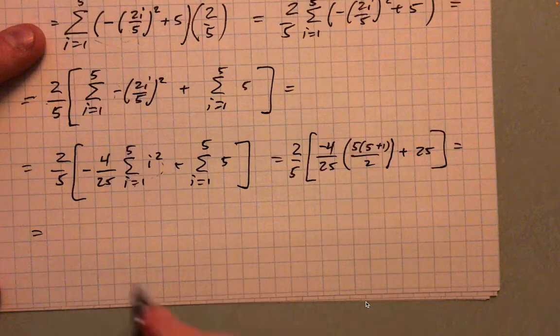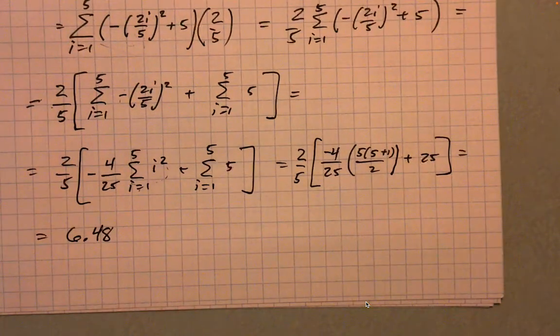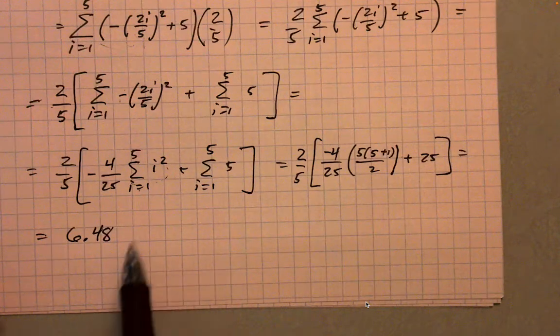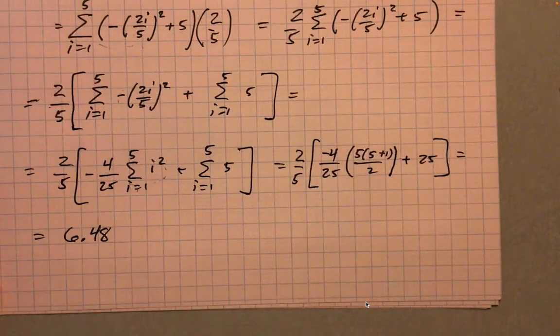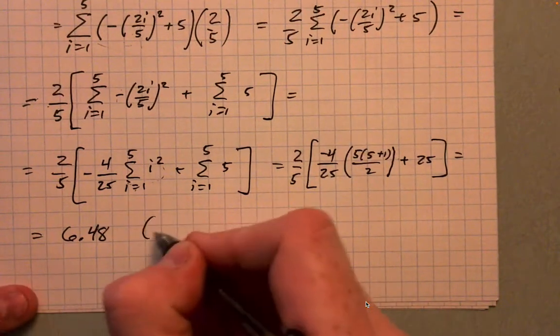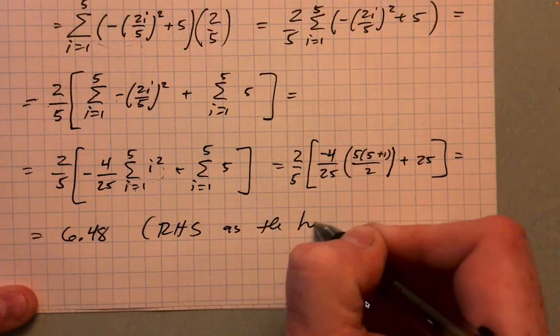And if you do this, you end up with 6.48. So confirm that. Pause the video, confirm that that's the case. And so the area calculated in this way would be approximately 6.48, right? Now remember, this is using the right-hand side as the height.